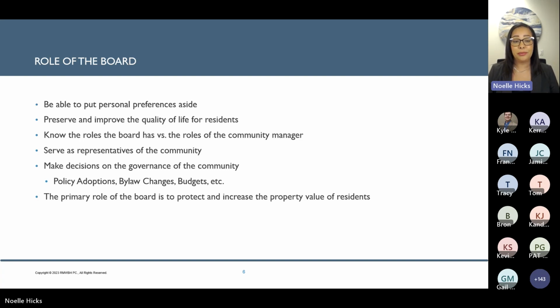The board can also do things like establish the budget, increase or decrease the budget where it sees necessary, and things of that nature. But keep in mind, the primary role of the board is to protect and increase property value of residents. And that really comes into play when we're talking about deed restriction enforcement and things of that nature. So the board needs to be very familiar with the governing documents and what their role as board members really is.